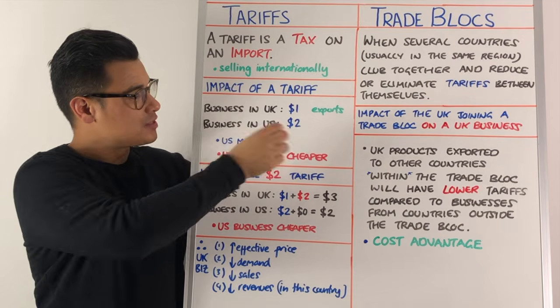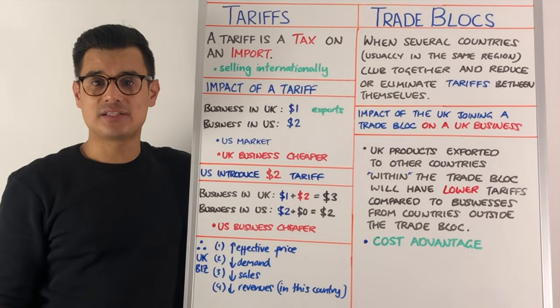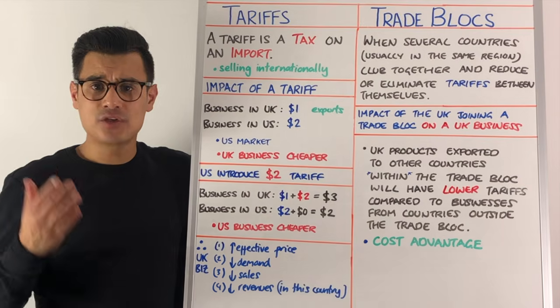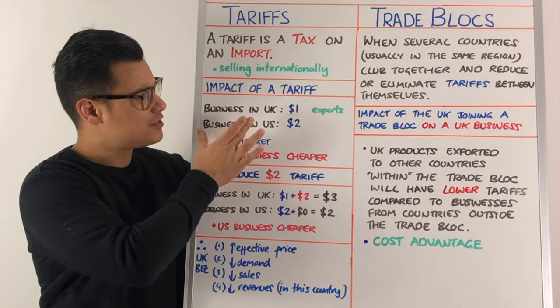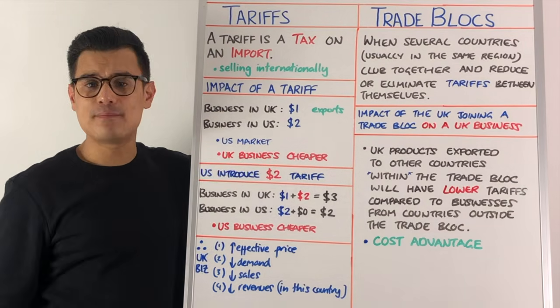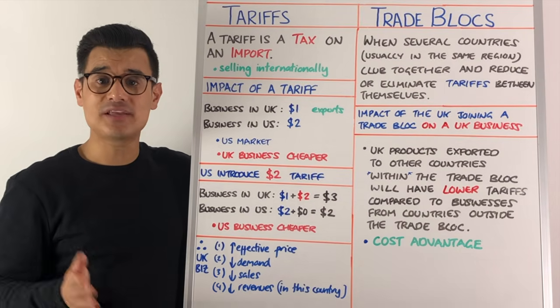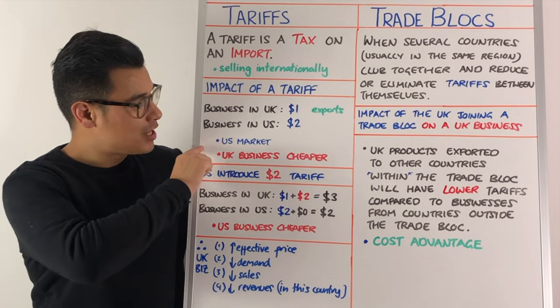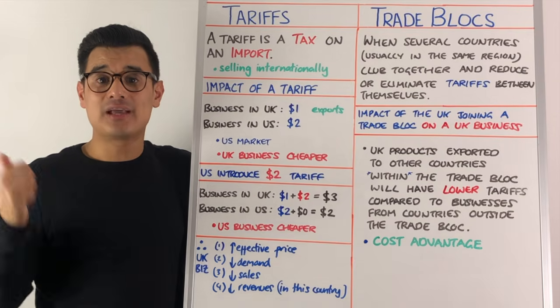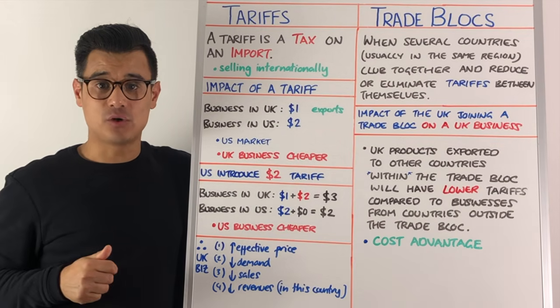Now, the US business, $2 is the price that they are willing to charge in their market. So clearly, in the US market for this product, the UK business is much cheaper than the US business. So the UK business is cheaper, and it's likely they're going to get extra demand and extra sales as a result of that.